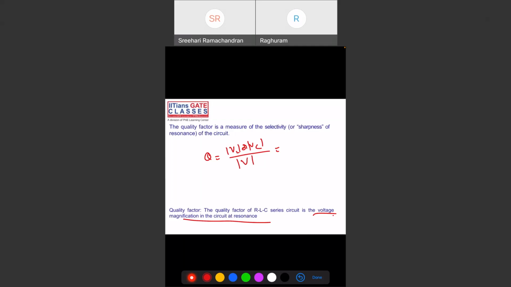See, three phase circuits are only for electrical people. That's why I'm directly going for resonance. So resonance circuits will have something.